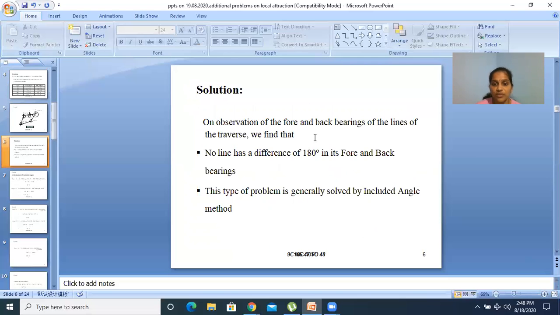So on observations of the forebearing and back bearing of the lines of the traverse, we find that no line has a difference of 180 degrees in its forebearing and back bearings. We saw this type of problem is generally solved by the included angle method. If no line has the difference of forebearing and back bearing exactly 180, then you have to follow the included angle method rather than the direct method, so that we can easily correct the bearings.